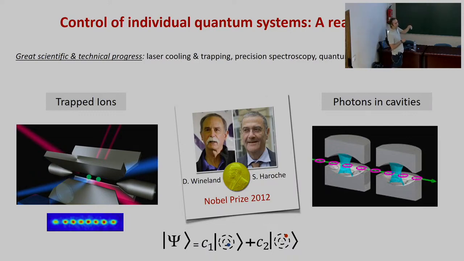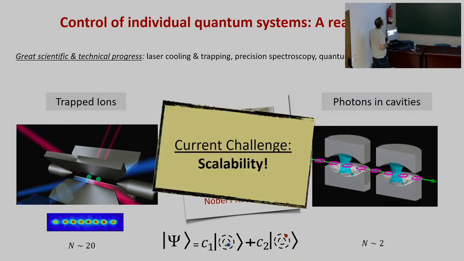And Haroche is funny, it's the opposite. They do exactly the complementary approach. They store quantum information in photons inside cavities, and they use Rydberg atoms to control the states of the photons in the cavities. So okay, this has been done already and works well, but not for so many qubits. For the cavities, typically on the order of 2, and for trapped ions, 20, or maybe a bit more, maybe 40 now, but still the current challenge is to scale these systems more.